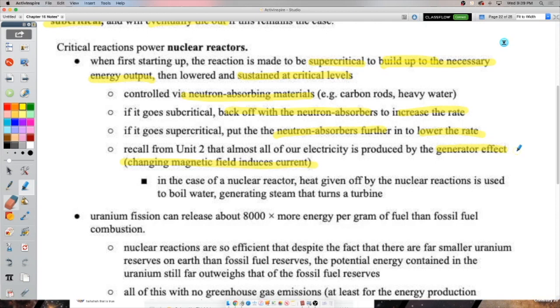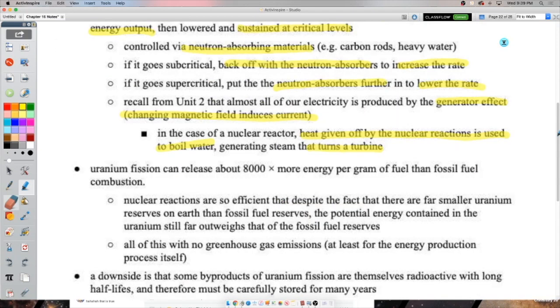Everything from then on is the same. So heat is given off, used to boil water and turn a turbine. So if you're still not convinced about the incredible amount of power that can be harnessed in a nuclear reaction, okay, here's some stats. Uranium fission per gram can release about 8,000 times more energy than fossil fuel combustion.